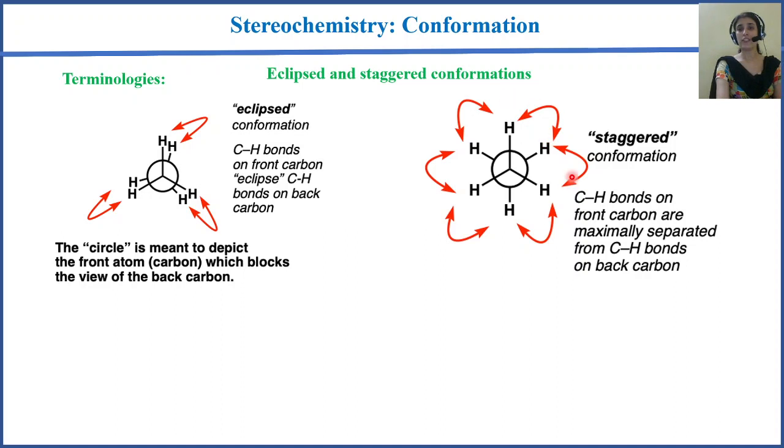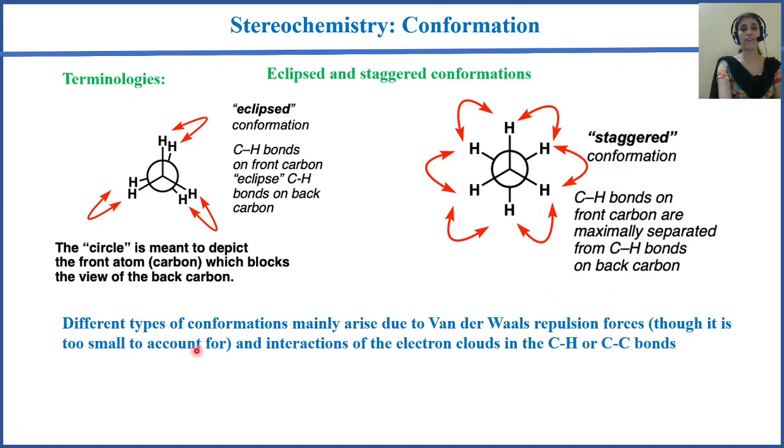Here CH bonds on the front carbon are maximally separated from CH bonds on the back carbon. This is the front carbon, and behind that circle there is another carbon, which is the back carbon. The CH bonds on the front carbon are maximally separated from the CH bonds on the back carbon, and this conformation is known as staggered conformation.